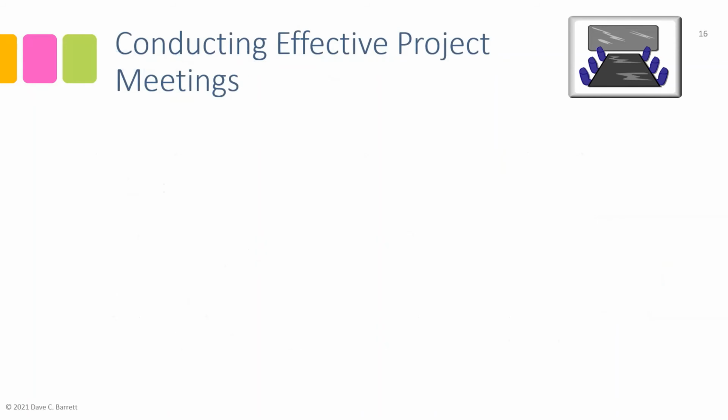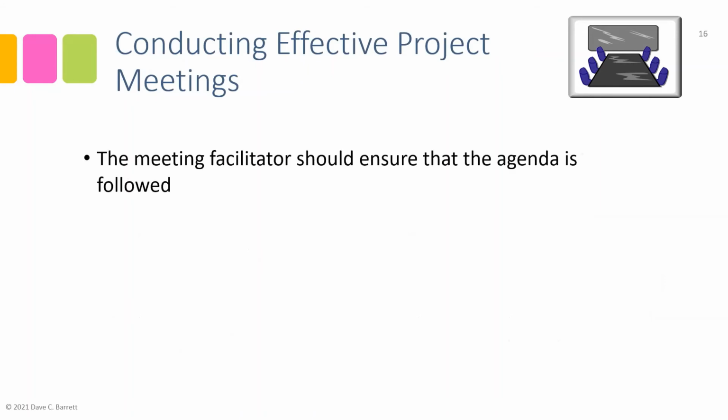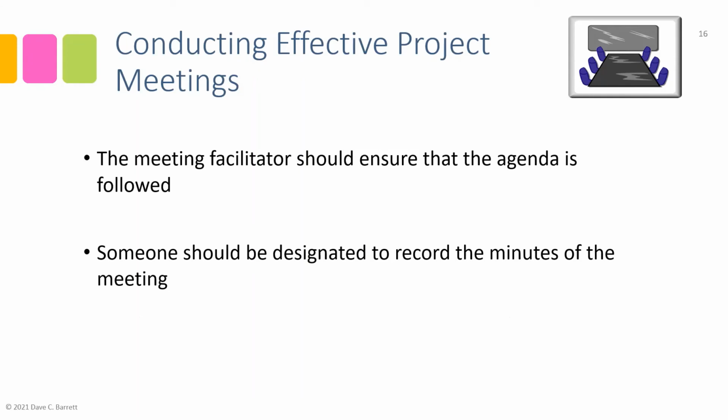Okay, so now we look at the actual meeting itself, which is conducting effective project meetings. Now, whoever is facilitating the meeting, which was one of the things on the agenda, who would be running the meeting, should ensure that the agenda is followed, because agendas are created for a reason, which is to guide. It's the plan. Think of it as the plan for the meeting. Someone should always be designated to record what happened during the meeting, which is referred to as the minutes of the meeting. Now, ideally, that should be somebody other than the facilitator, because it's a lot to both facilitate and record at the same time. It's much better if there's somebody else who is jotting down or typing in the ongoing interactions that occurred during the meeting.